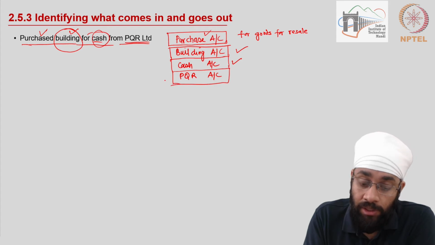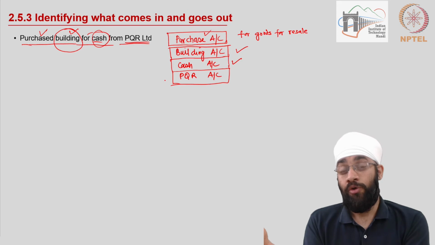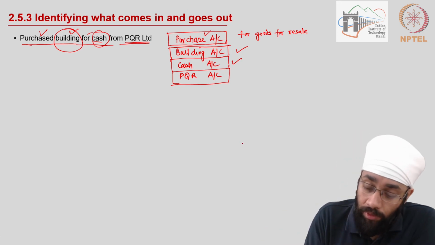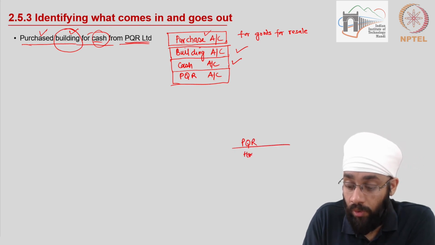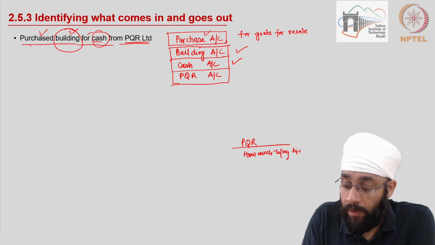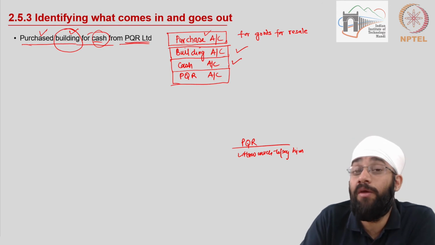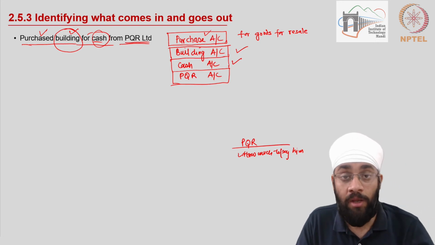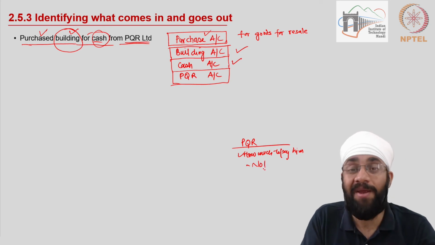Now, what is happening is you buy building from PQR and you pay him cash. Do you want to maintain a PQR account? If you maintain a PQR account, you would maintain it because you want to know how much do I owe him, how much to pay him, or how much to receive from him. In this case, since you are purchasing building from him, the relevant question is, do you have to pay something to PQR for the building? The answer is no, because you already paid in cash.